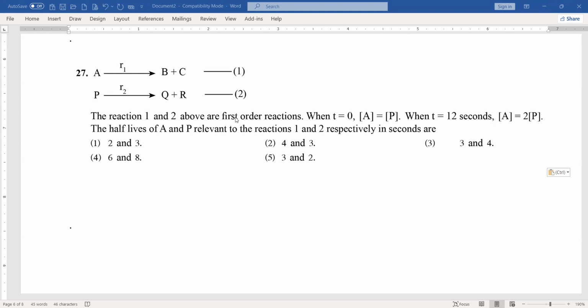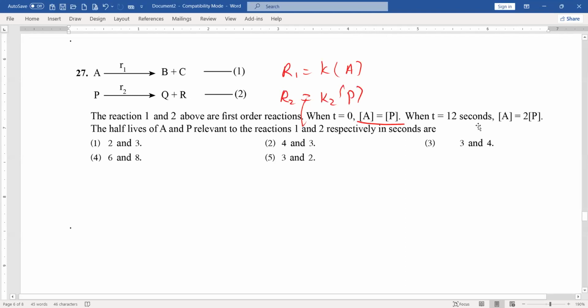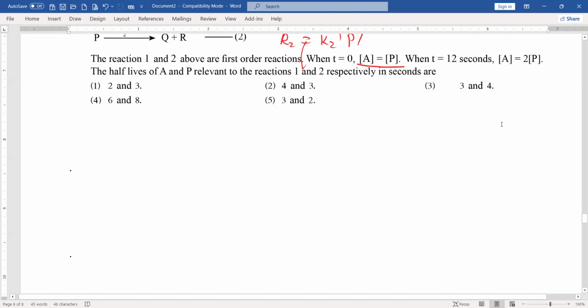Here, reactions 1 and 2 above are first order reactions. That means R1 equals K1 times the concentration of A, and R2 equals K2 times the concentration of P. Initially, the A and P concentrations are the same. At 12 seconds, the A concentration is 2 times the P concentration.